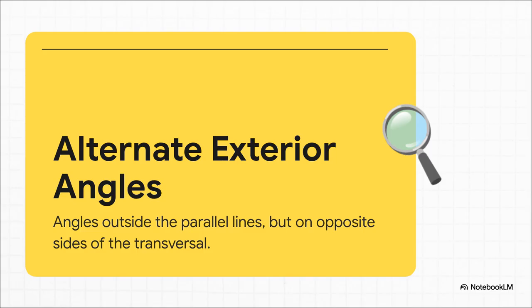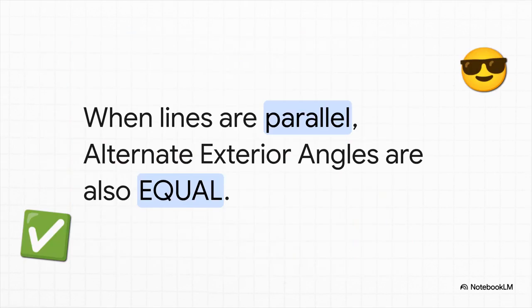Okay, you're probably seeing the pattern here. Let's talk about alternate exterior angles. Again, the name is the clue. Exterior means they're outside the parallel lines, and alternate means they're on opposite sides of the transversal. That leaves us with 2 pairs, angle 1 and angle 8, and angle 2 and angle 7. And yep, you guessed it, the rule is exactly the same. When your lines are parallel, alternate exterior angles are also equal. Angle 2 is going to have the same measure as angle 7. Pretty easy pattern to remember, right?